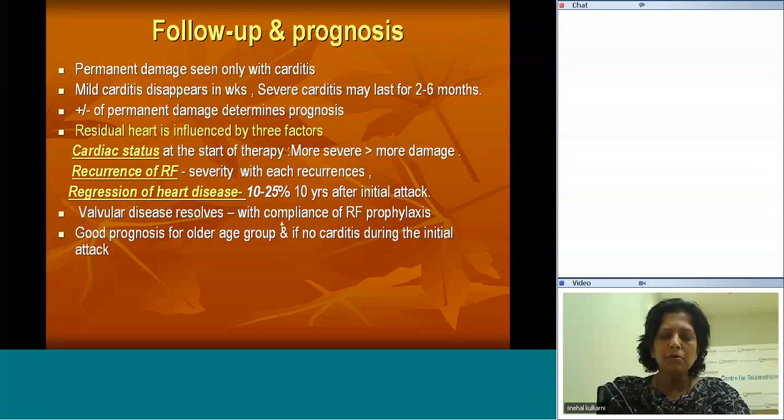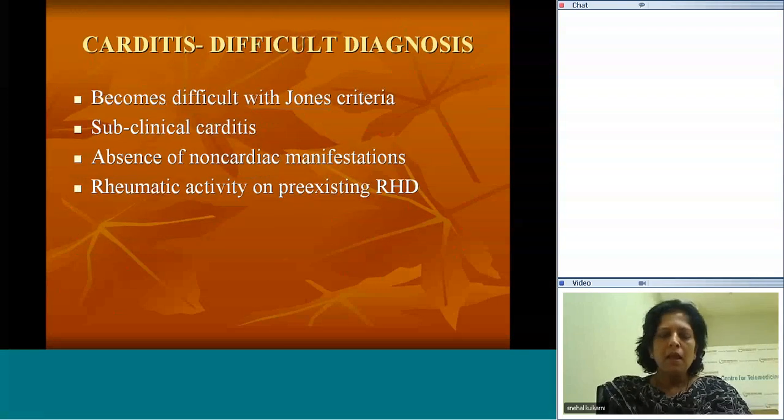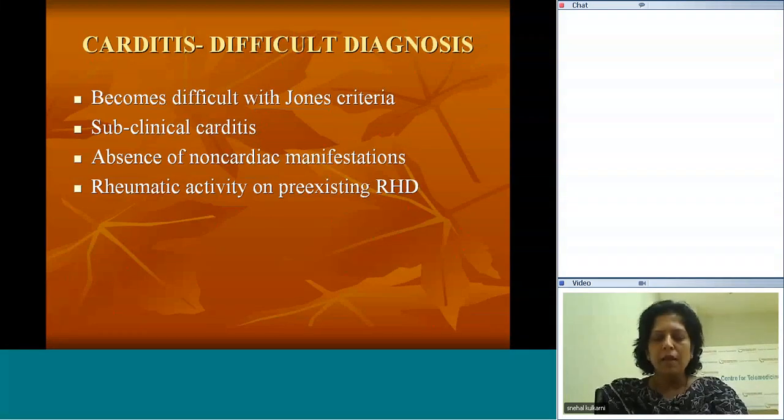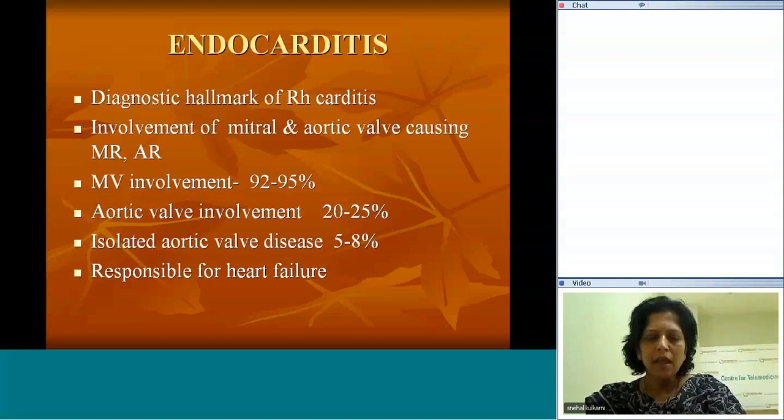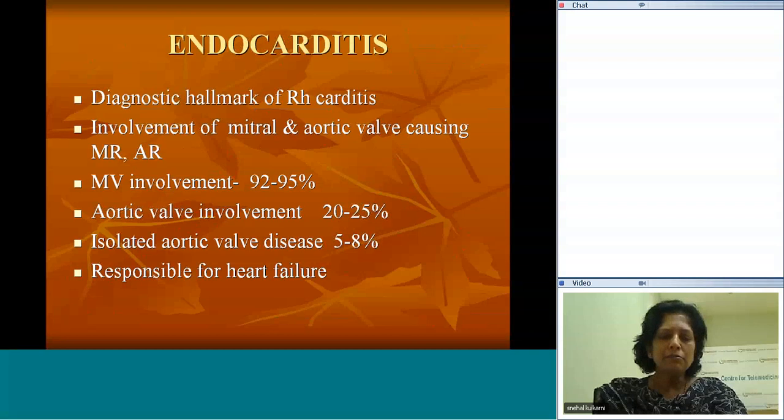And this is usually a good prognosis for the elder age group, and when there is no carditis during the initial attack. Carditis actually becomes a difficult diagnosis if you stick to Jones criteria, because we do not have criteria for subclinical carditis. If you have absence of non-cardiac manifestation, it's really difficult to coordinate between the two. And if you have acute rheumatic activity on pre-existing rheumatic heart disease, active carditis becomes a little difficult to diagnose. As we know, endocarditis is a diagnostic hallmark of rheumatic carditis.